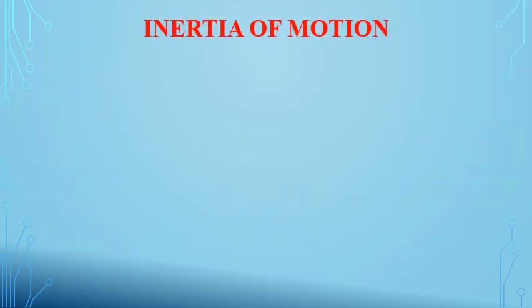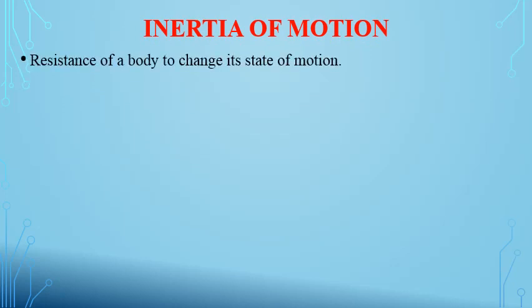Inertia of motion. Inertia of motion means resistance of a body to change its state of motion. I have given two examples here. First one, see the athlete doing long jump or high jump. Before doing this long jump or high jump, he has to run some distance, because that will help him to jump longer and higher.